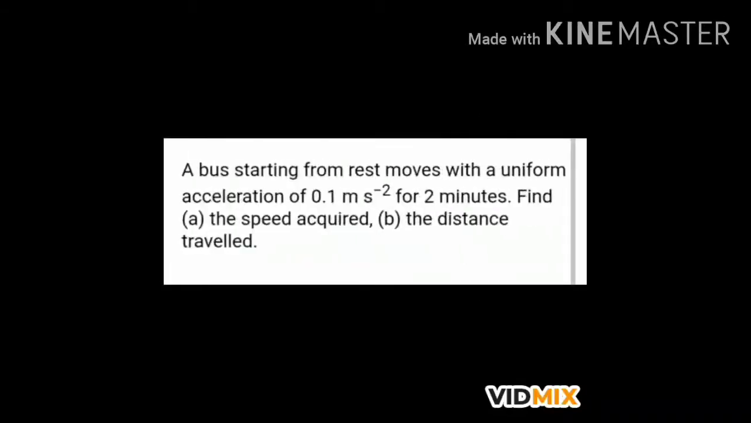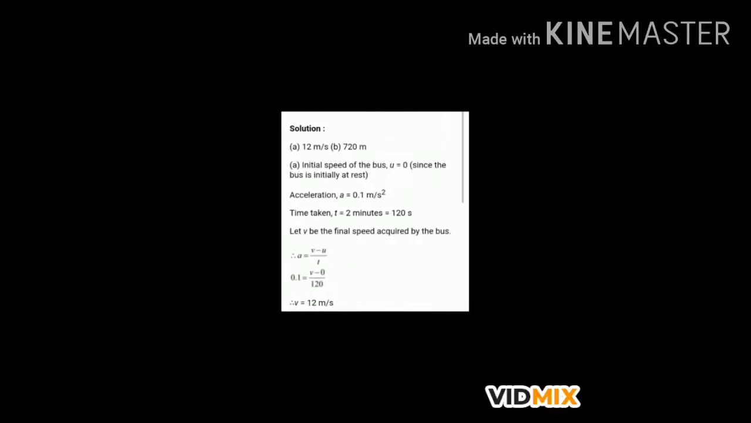Now moving to next question. A bus starting from rest moves with a uniform acceleration of 0.1 meter per second square for 2 minutes. So here the question is divided in two parts. First you have to find out speed and then you have to find out distance. So first of all, what is given?